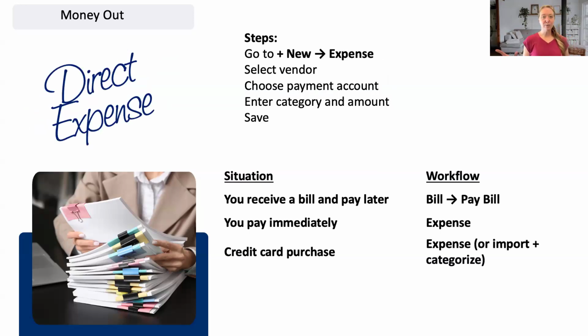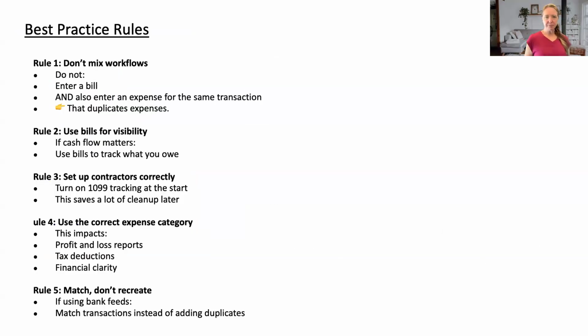Then we have direct expenses. So we didn't enter a bill. We just need to make sure that that goes in there. These are the situations at the bottom, how we do this workflow. You receive a bill that you pay at a later date. You will want to enter it as a bill and then pay it as a bill. If you pay it immediately, you can just enter it as an expense. If it's a credit card purchase, you can also enter that as an expense, or you can import, categorize, do the whole bank feed thing. But bills mostly is what we're talking about.